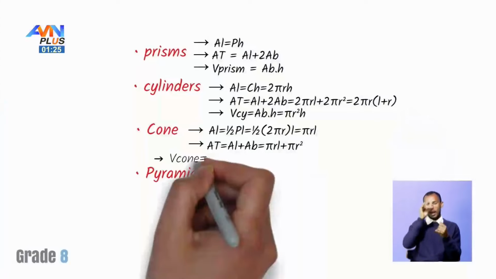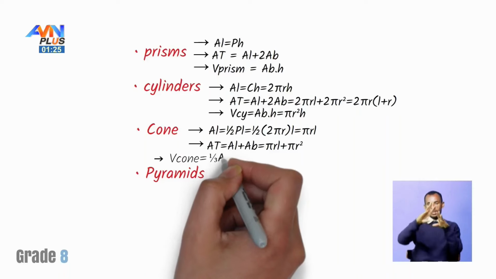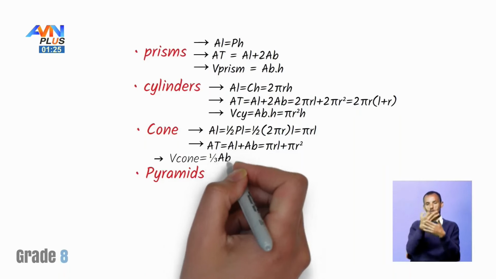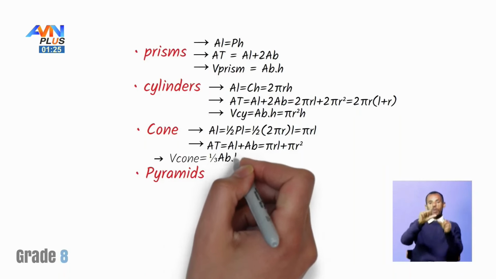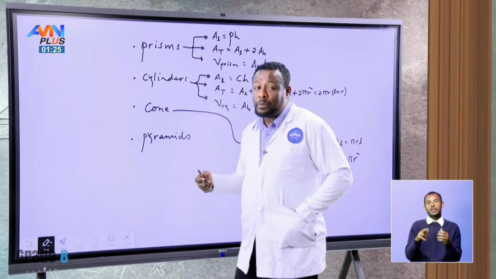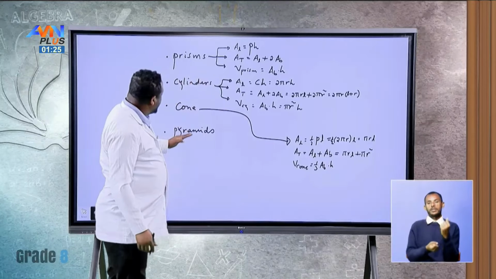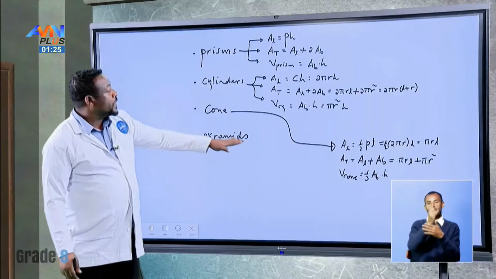And lastly, the volume of a cone is given by the formula 1/3 of the area of the base times h. Since the base is circular, it's a very simple matter to determine the area of the base, right? The last solid figure is the pyramid.